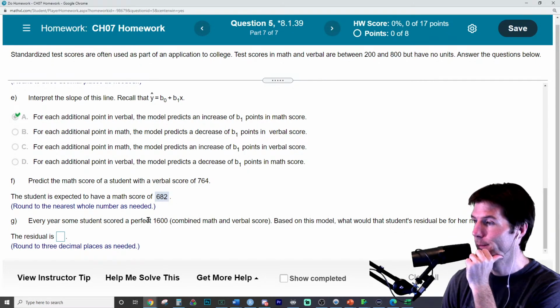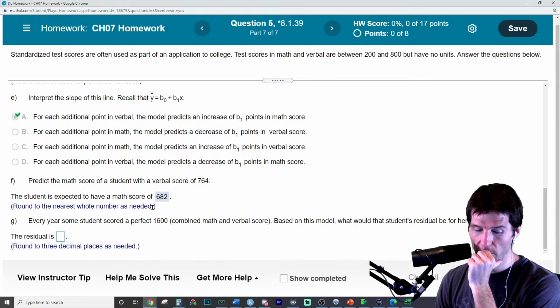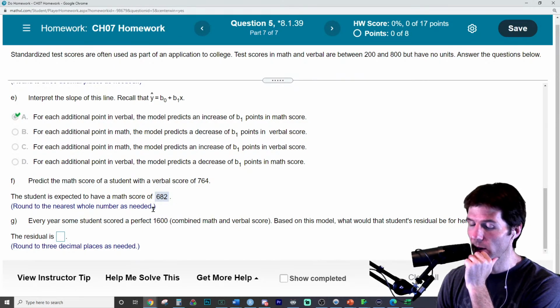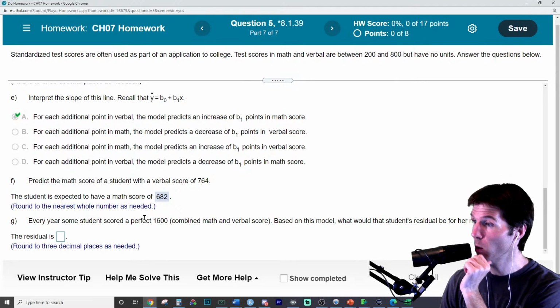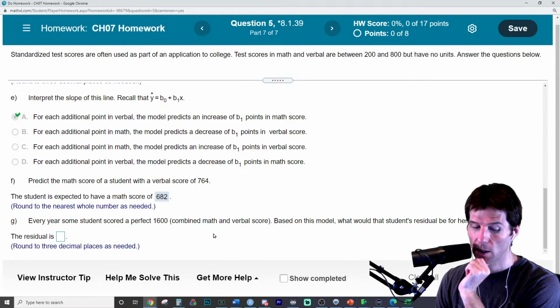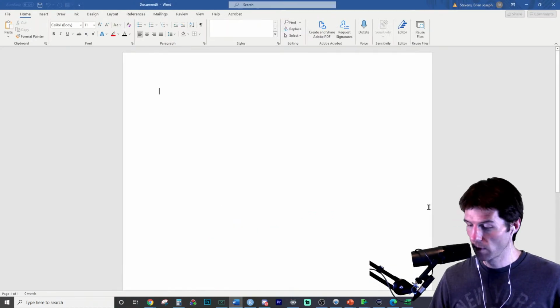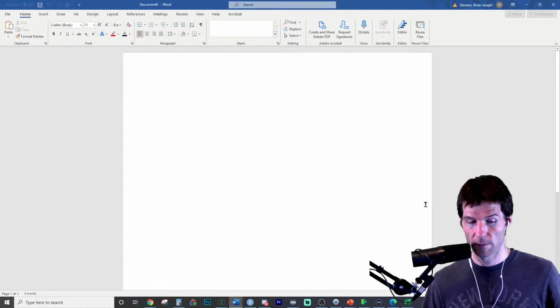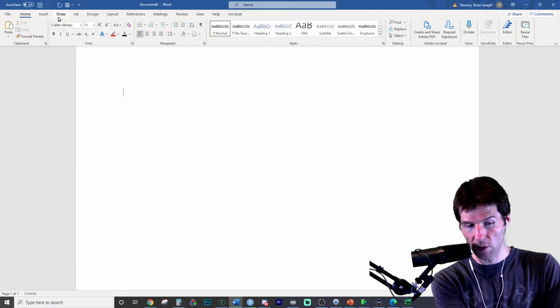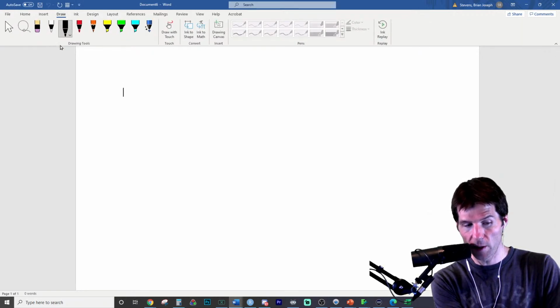Now, this one's a tough one. This is the one people get stuck on. Because on this one, it says every year someone gets a perfect 1600. So for someone to get a perfect 1600, tell me this. If you get a perfect 1600, what would your math score be? Like your actual value of math.